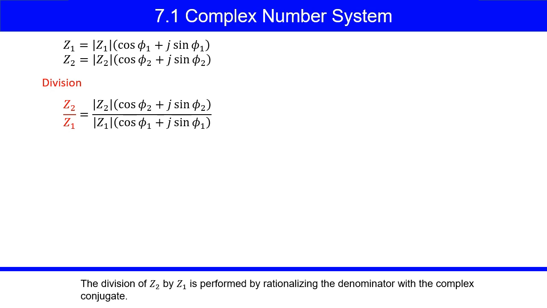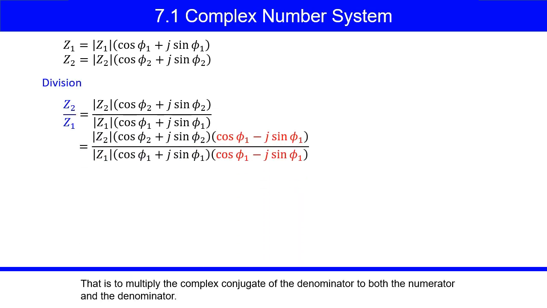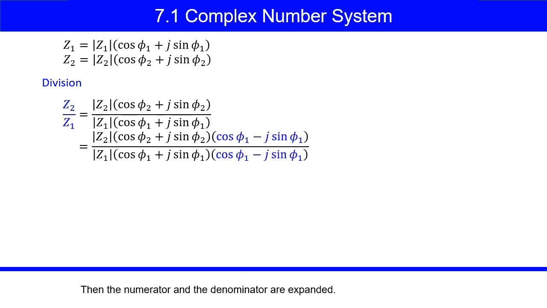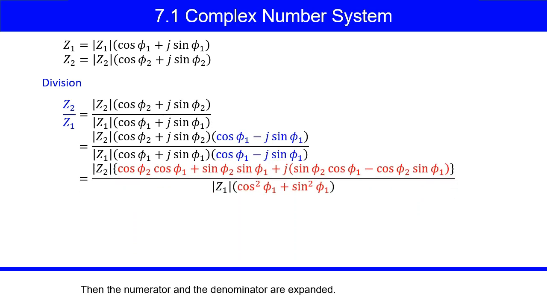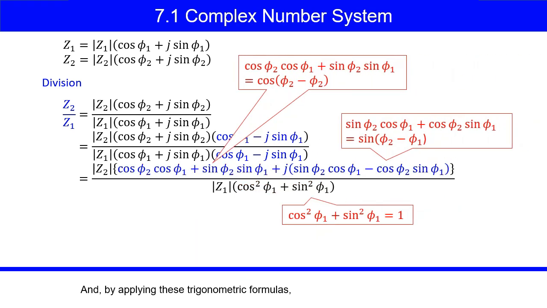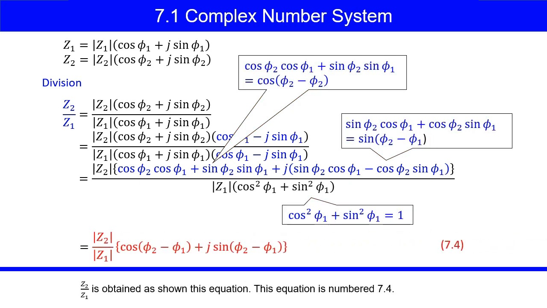The division of Z2 by Z1 is performed by rationalizing the denominator with the complex conjugate. That is to multiply the complex conjugate of the denominator to both the numerator and the denominator. Then the numerator and the denominator are expanded. And, by applying these trigonometric formulas, division of Z2 by Z1 is obtained as shown in this equation. This equation is numbered 7.4.